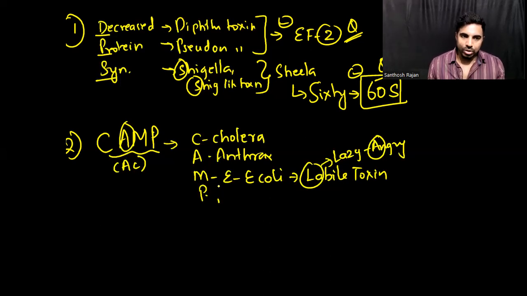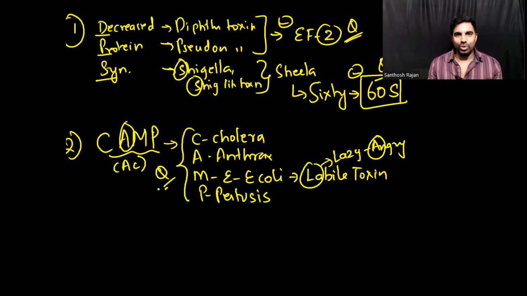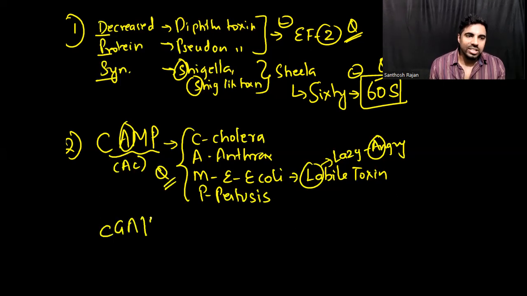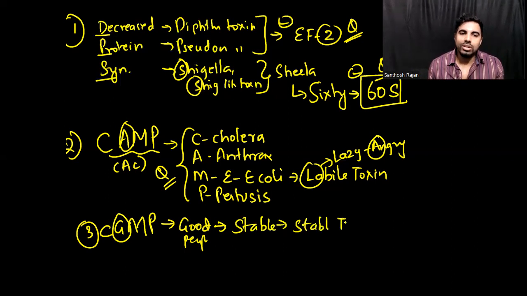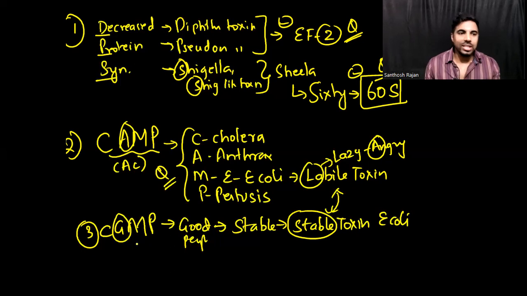Cyclic AMP, P for your pertussis. This is somewhat you have to know because these days they're asking this type of question. And cyclic GMP is very simple. Cyclic GMP, G for good. Good people are always stable. Stable toxin of E. coli. Look at the difference. Labile, lazy people, angry, for that it is AC. When you talk about cyclic GMP, just GC also, same. Guanylyl cyclase or adenylyl cyclase, AMP, they are the same. If they give anything, you write it.